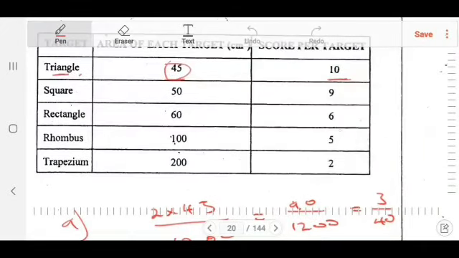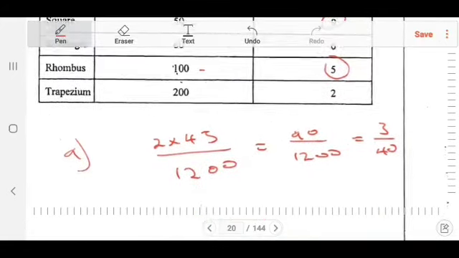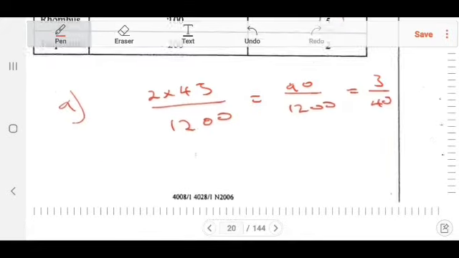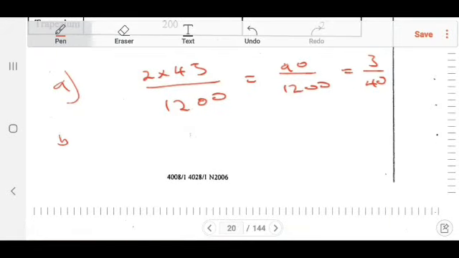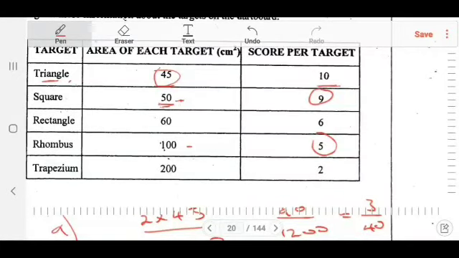An odd score, which means you hit this one or this one. So you have this one and this one. Okay, so what is the probability of that? It's going to be 50 plus 2 times 100 over 1250, which is this one, or the score, then these ones.